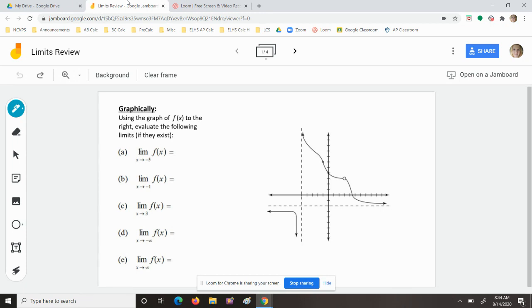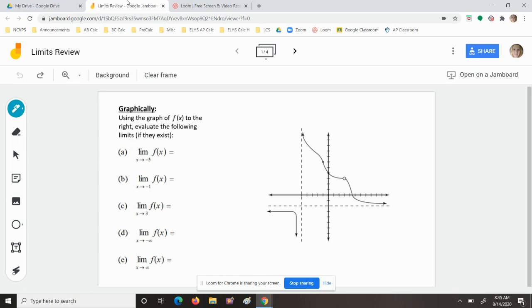Okay, big thing to remember when we're looking at a graph trying to find a limit, we have to make sure that y is approaching the same value as we approach the x value from left and right. So that's what we're checking. The left and right hand limits, are they the same? If so, the limit exists. If not, the limit doesn't exist. So let's take a look at part A.